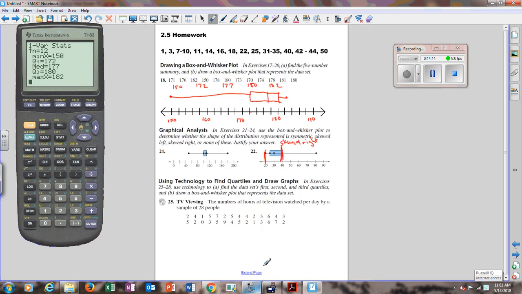Number 25. Use technology to find quartiles and draw graphs. Basically the same thing we just did. We're going to go into stat again, and start entering values in. 2, 4, 1, 5, 7, 2, 5. That was not a 5.